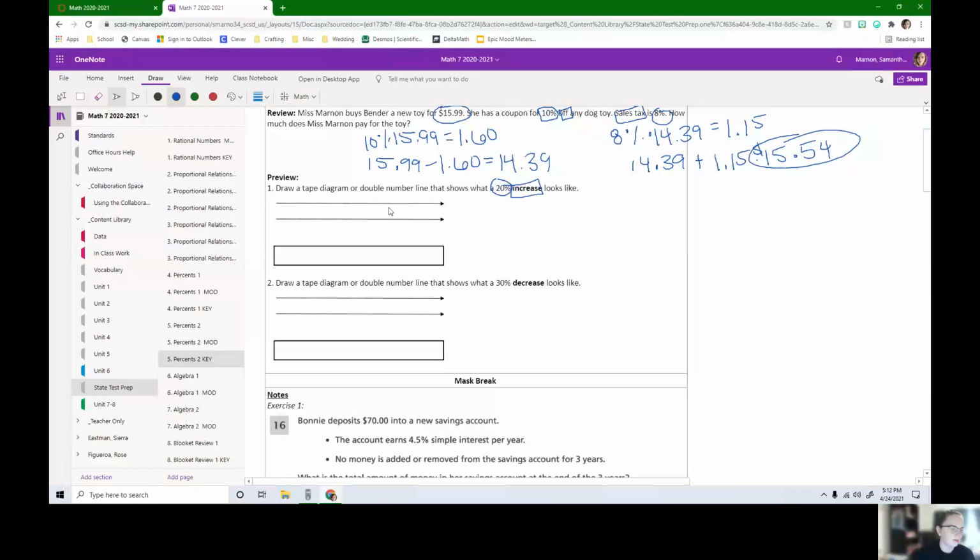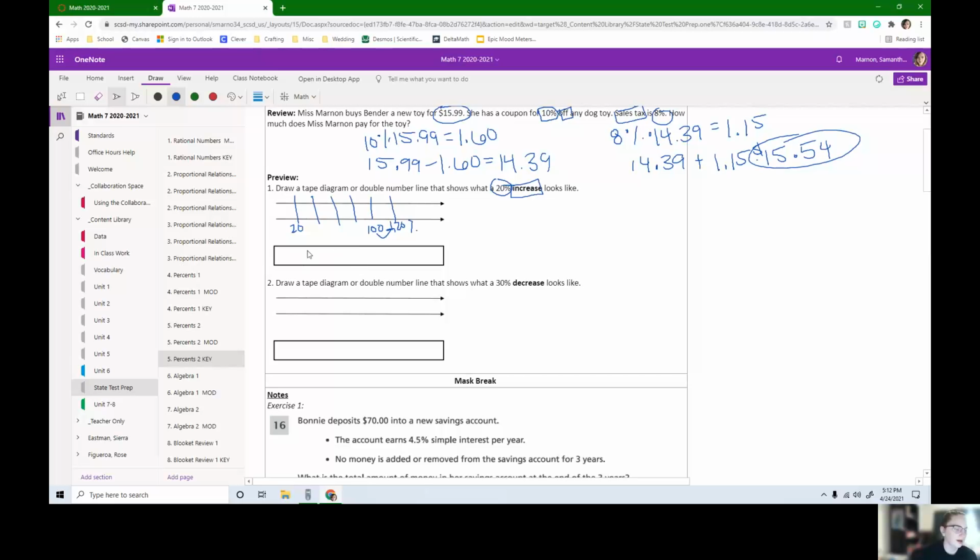Okay, so if you did the double number line, you could start with here's 100. If you wanted to mark off 20%, that would be breaking this into fifths, as equal as we can. So each of these would be 20. So that's 40, 60, 80, 100. Going up 20% would be here at 120%.